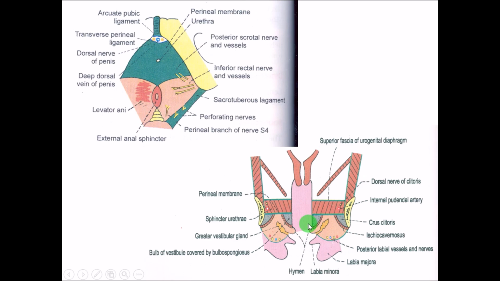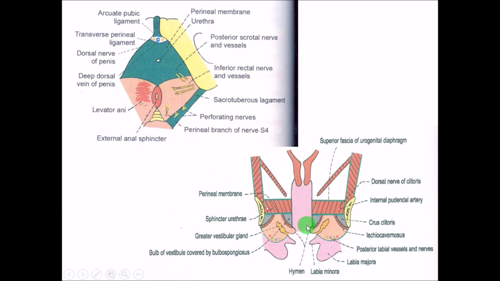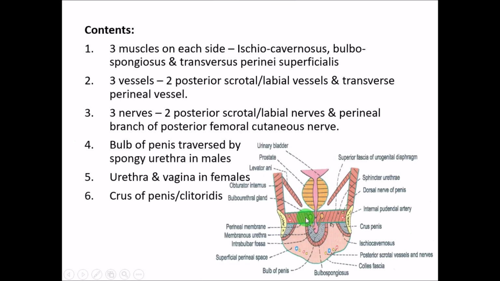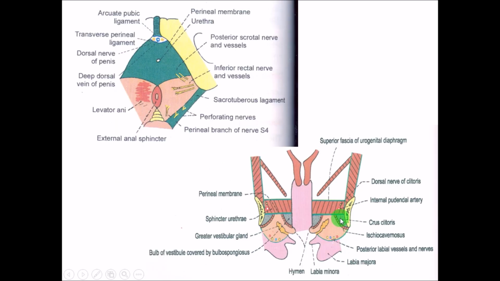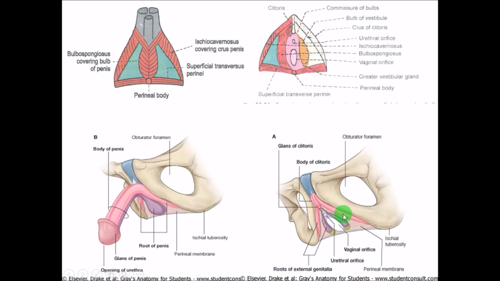Okay. In case of the female, we have the vagina as well as the urethra. So the vagina as well as the urethral opening you saw already will also be there in case of the female. Then along with that, the crus of the penis itself in case of the male, this is the crus of penis deep to the ischiocavernosus. In case of female, it will be the crus of the clitoris. Okay, so same thing has been shown here.